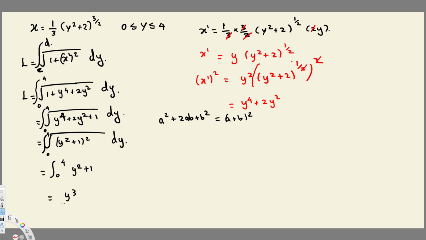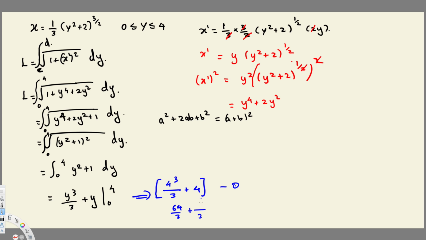This is going to be y cubed divided by 3 plus y, going from 0 to 4. So let's plug in 4 first. If I plug in 4, this is going to be 4 cubed divided by 3 plus 4, and if we plug in 0, that's just going to be 0, because 0 cubed is 0 plus 0. So we can just subtract 0, and here we have 4 cubed. We know that 4 squared is 16, 16 times 4 is going to be 64. So 64 divided by 3.